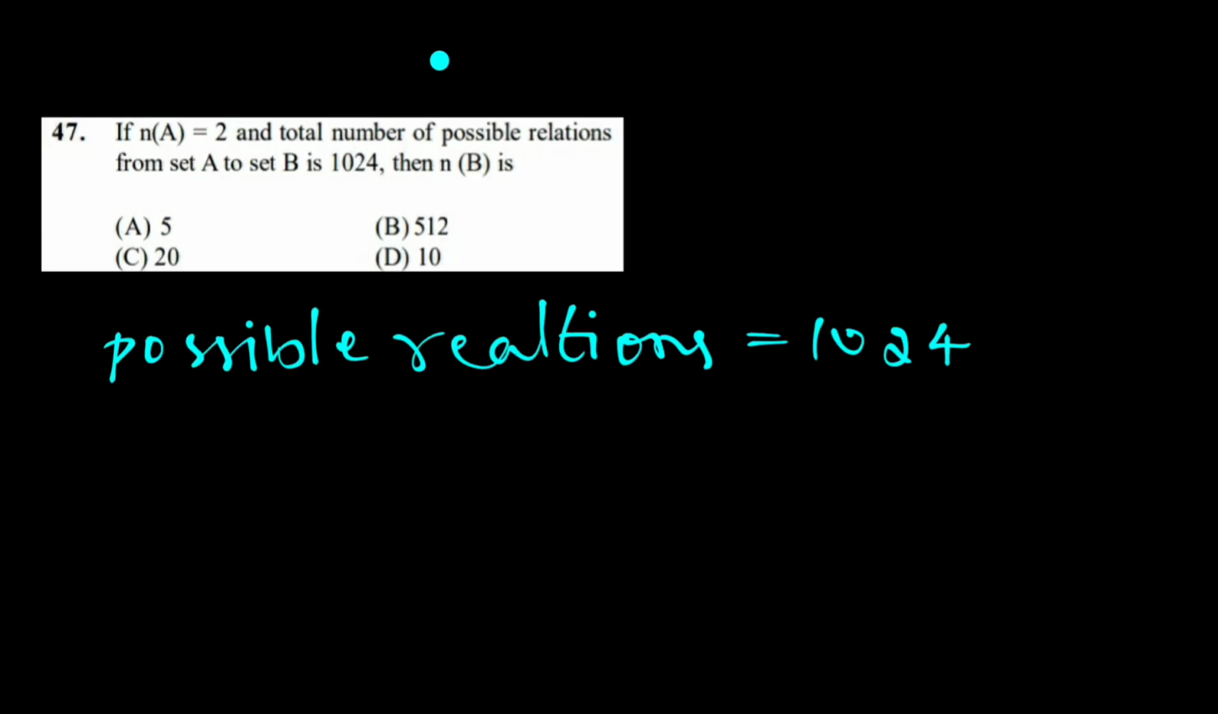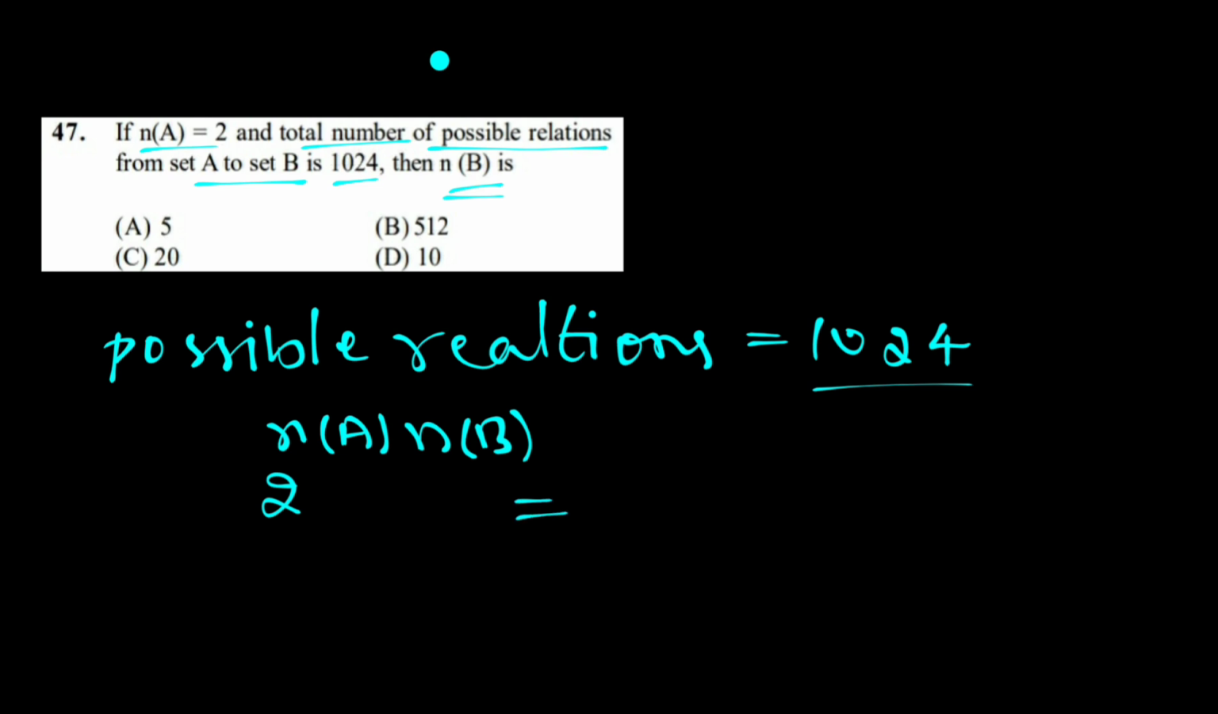Next, problem number 47. If n of A is equal to 2 and the total number of possible relations from set A to set B is 1024, then the number of elements in B is asked. So possible relations is 1024. Possible relations is nothing but we have one formula, 2 power n of A into n of B, number of elements in A into number of elements in B, that is equal to 1024, given.